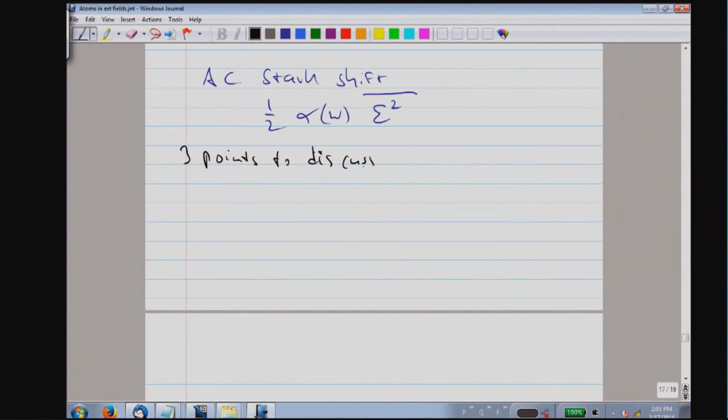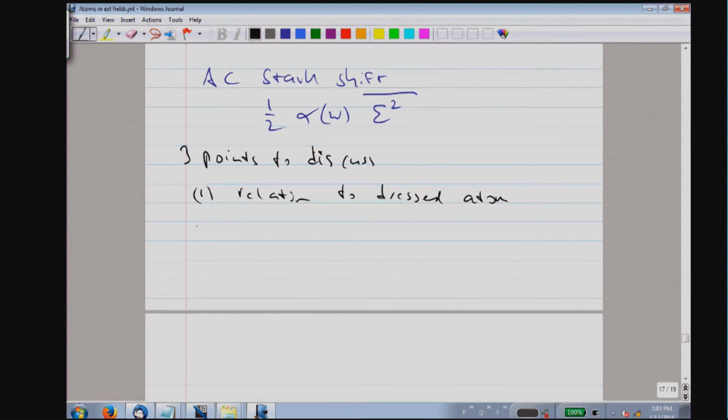The first one is the relation to the dressed atom picture. The second one is I want to parameterize the results for the polarizability using the concept of oscillator strengths.